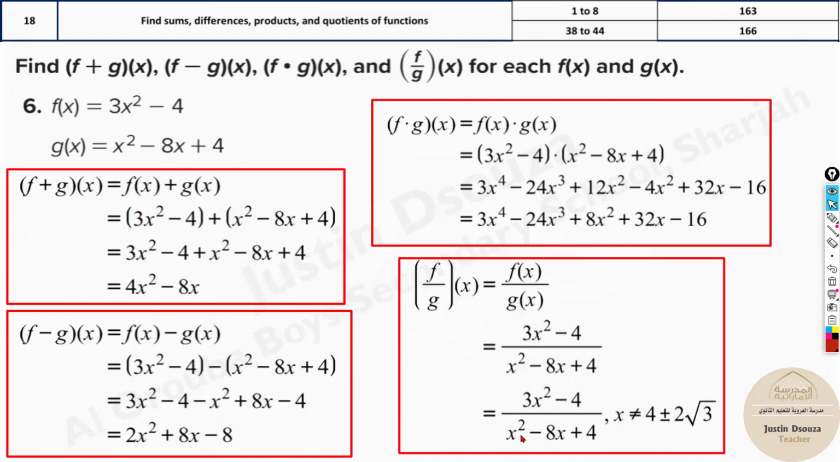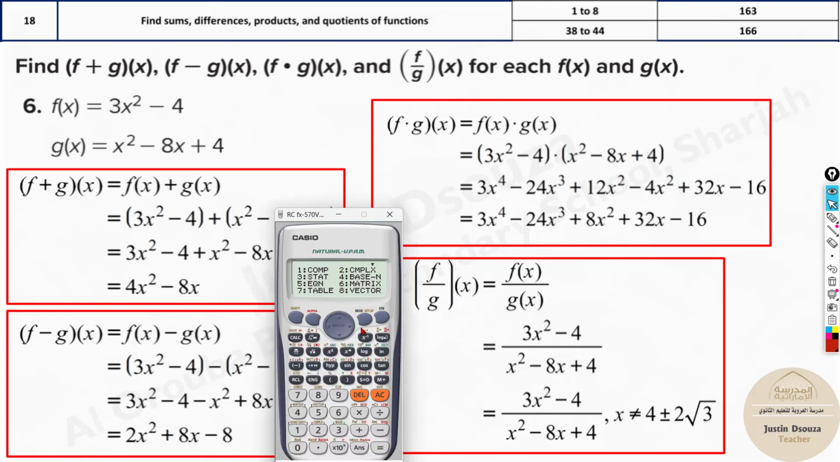Here also, go to mode 5 3. You're supposed to get two answers. That is 4 plus 2 root 3 and 4 minus 2 root 3. Let me just show you in the calculator. Again, mode 5 and 3 over here. And type this out. The coefficient, nothing means that's a 1. Then we have minus 8. And lastly, we have 4.